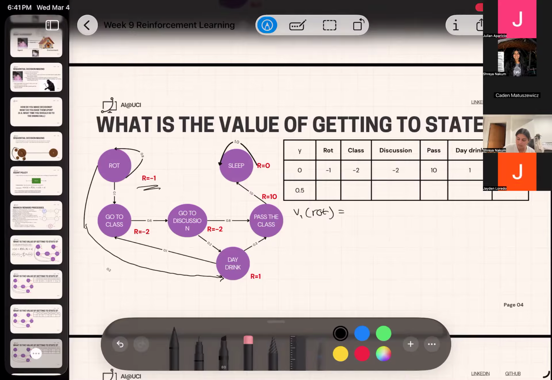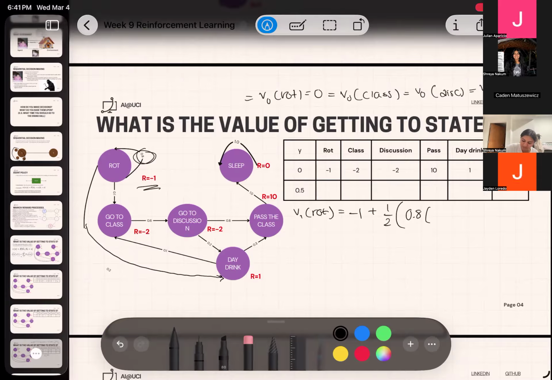Our reward is -1 plus our discount, which is a half, times a probability 0.8 that we're going to stay rotting. And remember previously I said that when we start, we set everything to 0. Actually, let me just write that out. So V0 of rotting is 0, which is equal to V0 of class, equal to V0 of discussion, equal to V0 of passing.